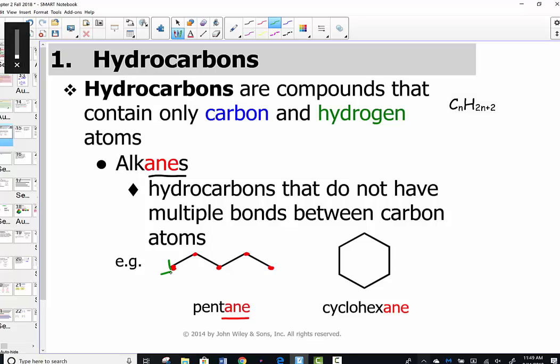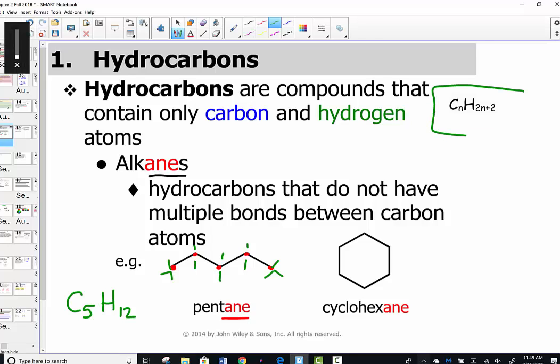We have 1, 2, 3, 4, 5, 6, 7, 8, 9, 10, 11, 12 hydrogens. The hydrogens we know are there, filling the octet of the carbon. That compound has a formula C5H12. Did I count right? 12?